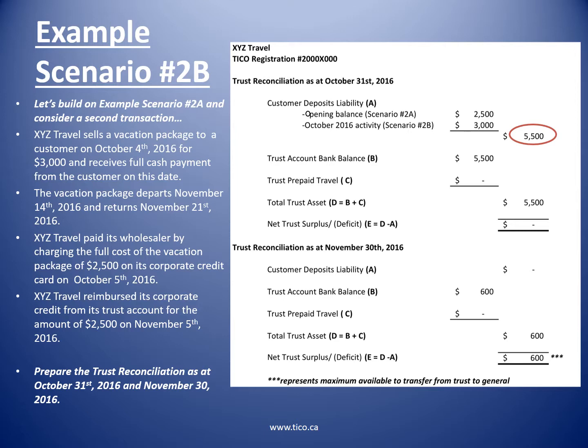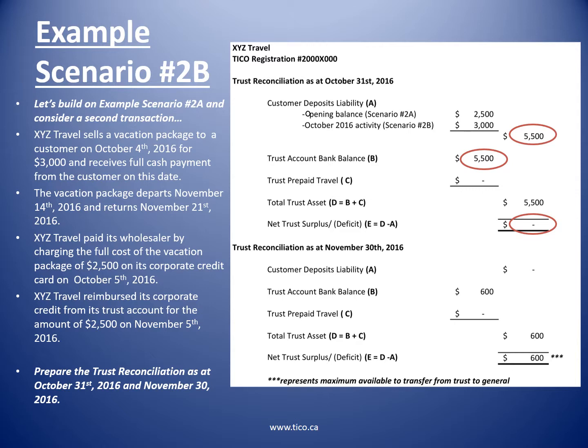The balance sitting in the trust bank account as at October 31st, 2016 is $5,500. This represents the total customer funds received that have not yet been passed on to the related travel suppliers as at October 31st, 2016. The net trust surplus is nil as at October 31st, 2016. This is because the trust bank balance is fully offset by the customer deposit liability balance of $5,500 and no surplus is available to be transferred at this time.